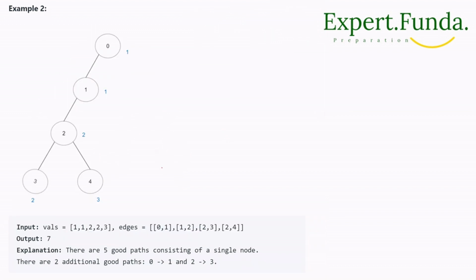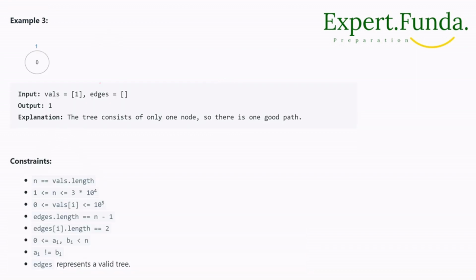If you consider this one, what we have is 0, 1, 2, 4 and 3. Similarly, if you consider these 5 nodes, there are 5 single nodes we have, so this is the 5, and there are 2 additional paths given, 0 to 1 and 2 to 3, right? 0 to 1, this is our valid path, and 2 to 3. So let's consider that if there is only one node, we'll return only one, due to the single node.